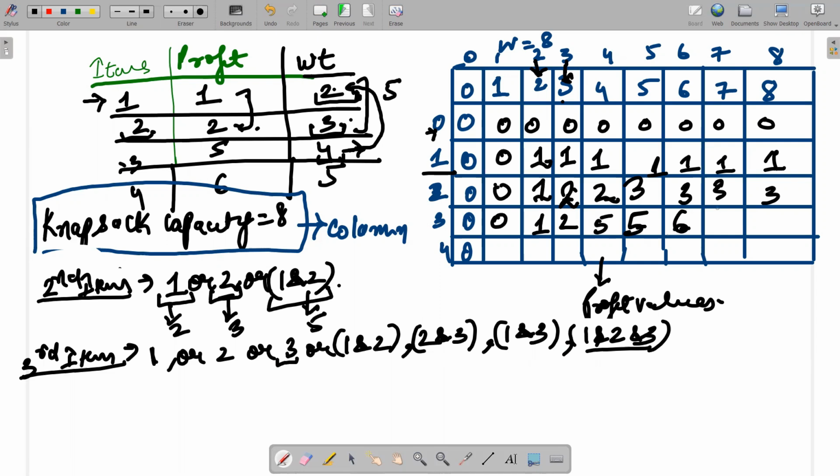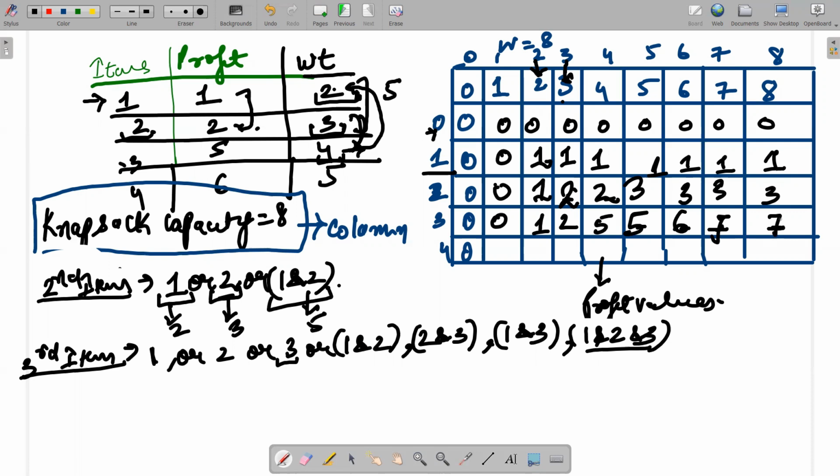Okay, so when weight 7 is reached, when I include the second and third item, 4 plus 3 is 7, 2 plus 5 profit is 7 also. Okay, when weight 8 is reached, either I can write 4 plus 3 is 7, or 4 plus 2, which is 6, 2 plus 3 is 5, I cannot insert all the items. So what is the maximum profit I have got till now, which is 7, I'm putting 7 over here.